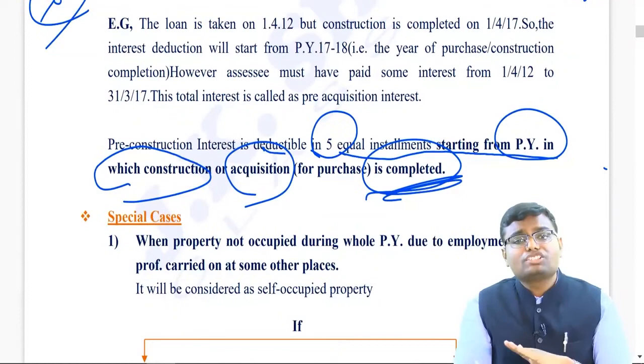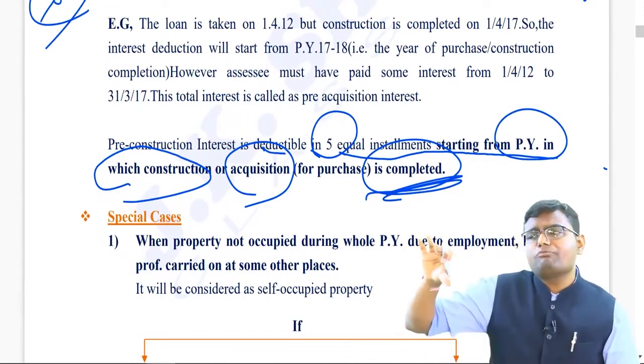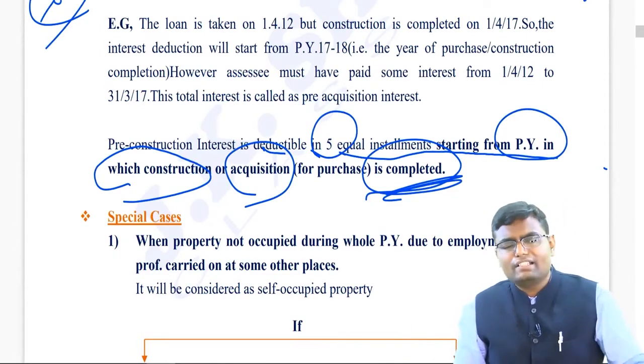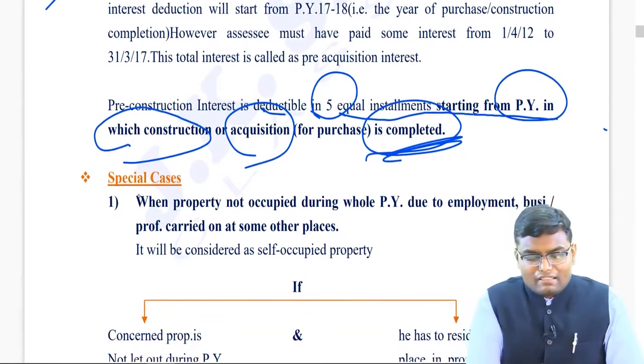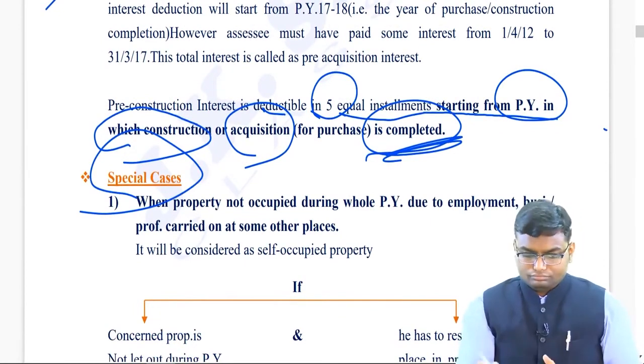Now that was all the general provision. Now let us start some special cases, that what if half the property is LOP, half the property SOP, for some period LOP, for some period SOP, like that. So let us start the special cases in the house property chapter. Now the very first special case.